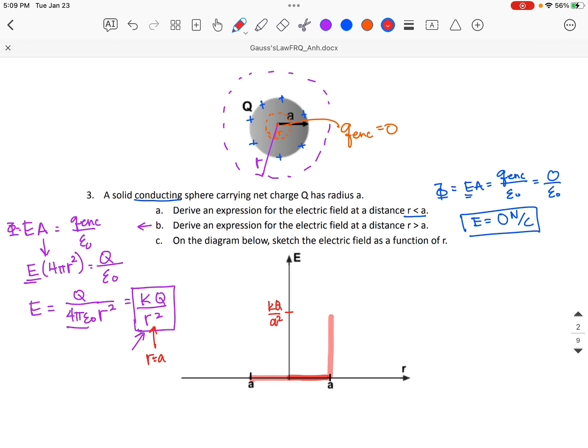Now that's going to be my maximum electric field, and then you can tell by the relationship between the electric field and the radius, they are inversely squared proportional to each other. So as the radius increases in magnitude, the electric field will decrease by a factor squared, which means it gets closer and closer to 0 as it goes out to infinity. So this is what your graph is going to look like. Again, your maximum is going to be when R equals A, and then everything exponentially decreases to 0.